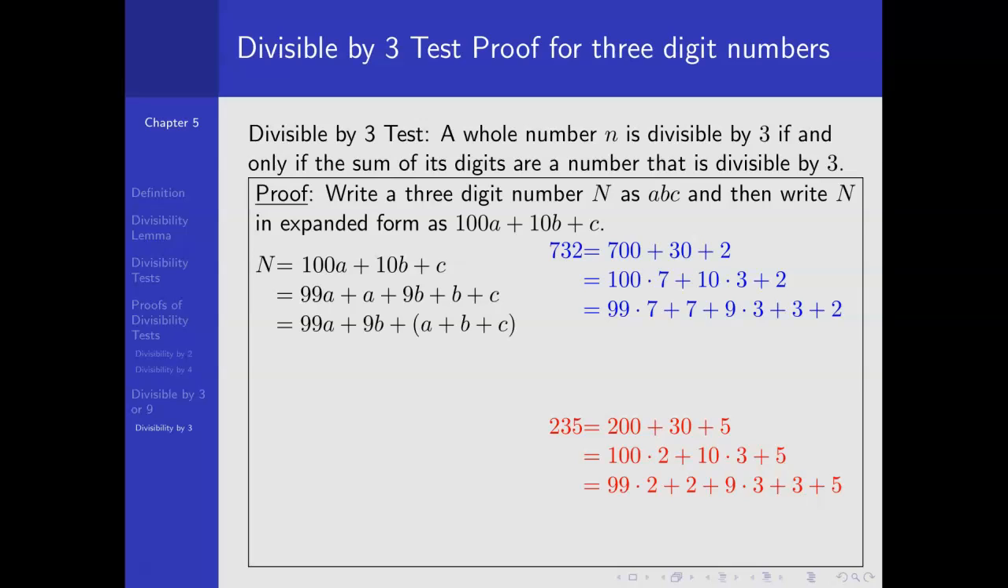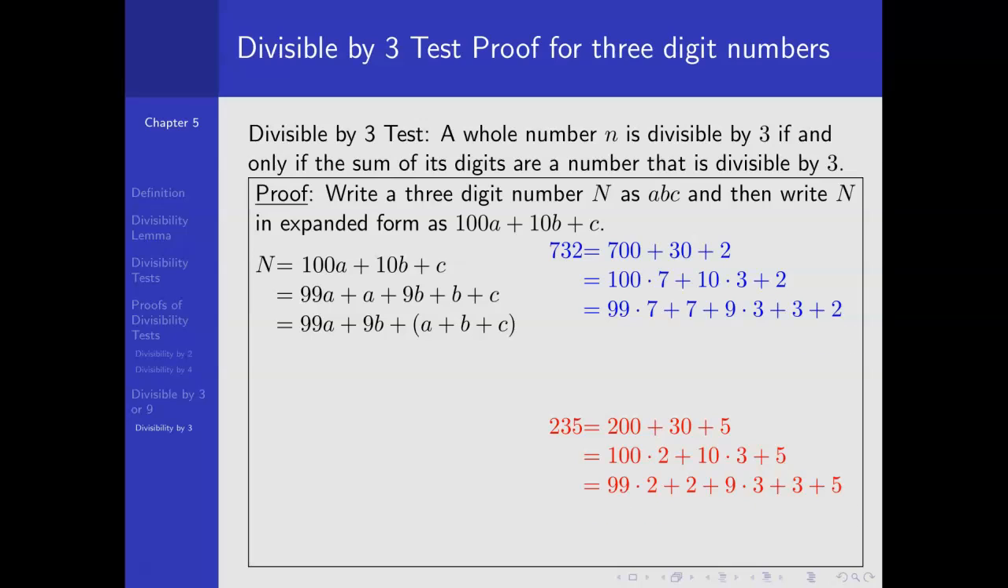Now we're going to do a little bit of regrouping. We're going to group the 99A plus 9B together, and then the A plus B plus C together. We're doing that in part because the 99A plus 9B is going to be the part that we can rewrite as clearly a multiple of 3. And then the A plus B plus C, that is the sum of the digits in our number, and that is what we have to test to figure out whether the whole thing is divisible by 3.